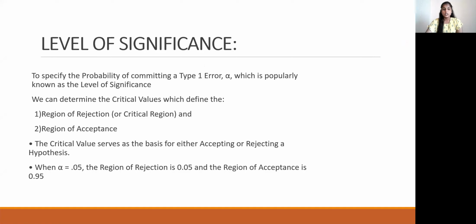Level of significance. To specify the probability of committing a type 1 error, alpha, which is popularly known as the level of significance, we can determine the critical values which define the region of rejection, that means critical region, and region of acceptance. The critical value serves as the basis for either accepting or rejecting a hypothesis, where alpha is equal to 0.05. The region of rejection is 0.05 and the region of acceptance is 0.09.